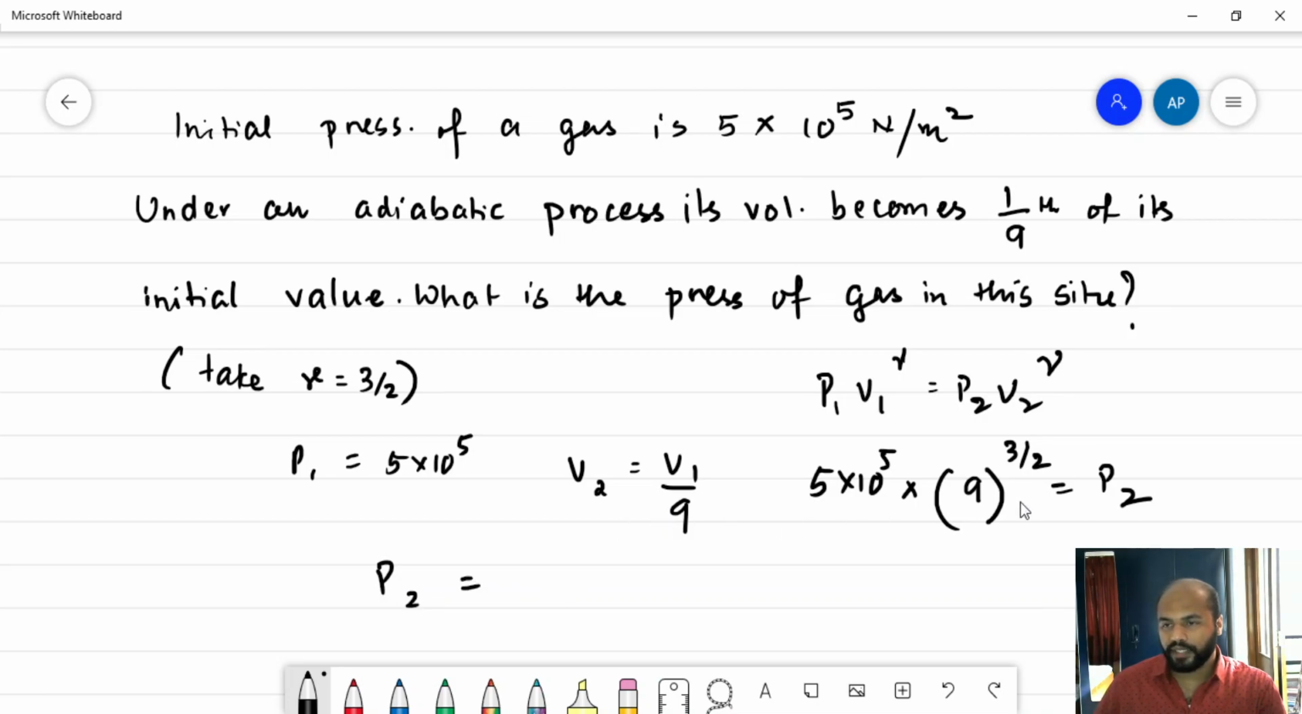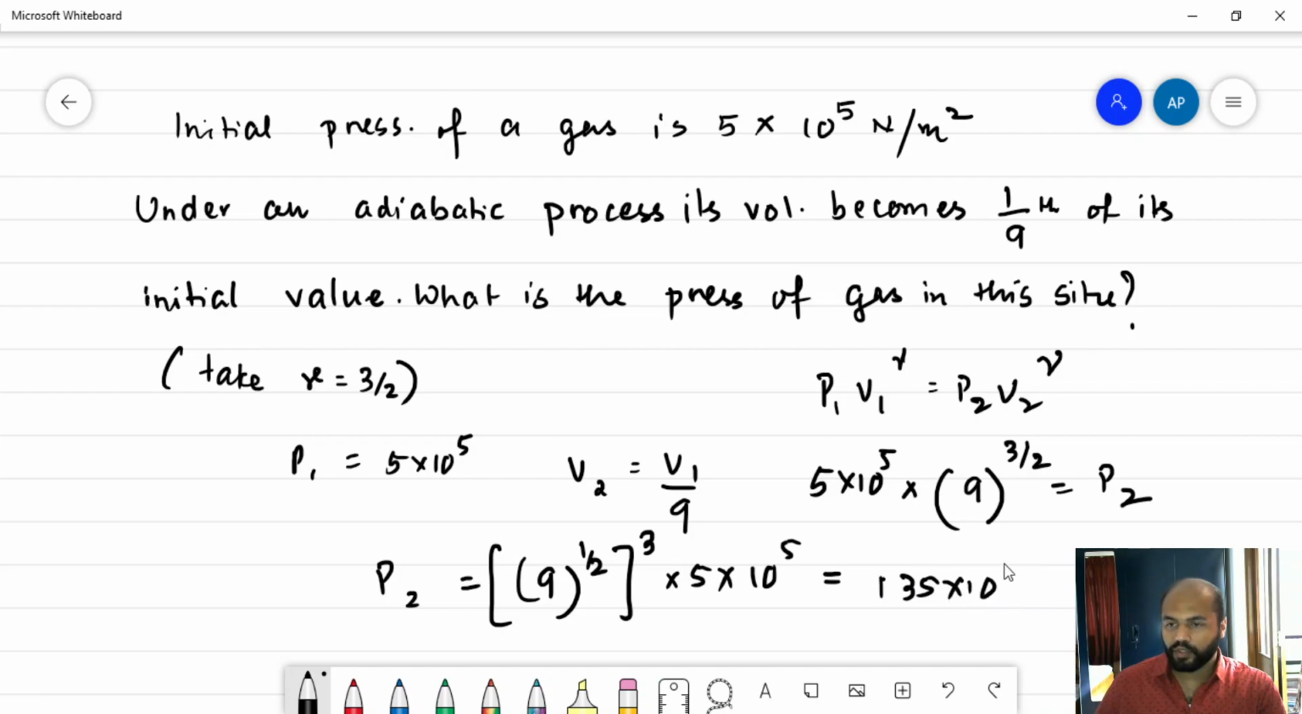Now the square root of 9, and then we have to cube it to find the final answer. So the square root of 9 is 3. 3 cube is 27. So 27 into 5, that's the answer to this question. That comes to 135 into 10 raised to 5 Newton per meter square. So that is the answer to this question.